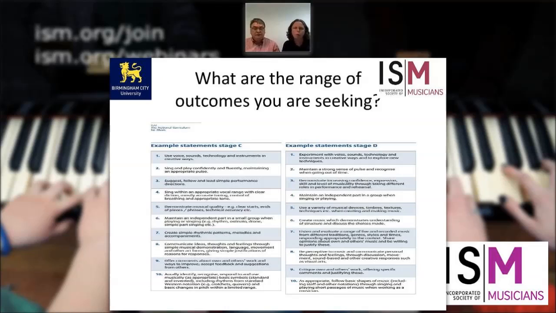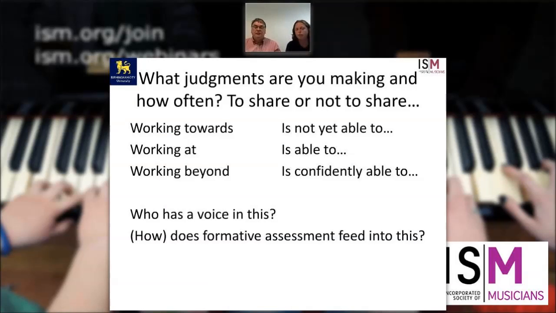So we've been thinking about different ways to show these. If you have a look at Martin's blog, there's certainly some things on there about how you might be able to track these. For example, you may wish to use, I've heard this in lots of different ways, either 3-point, 5-point, or even up to 10-point scales, which seems a little bit excessive, I have to say, but working towards, working at and working beyond.